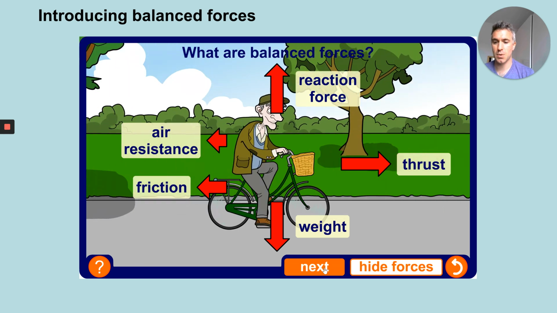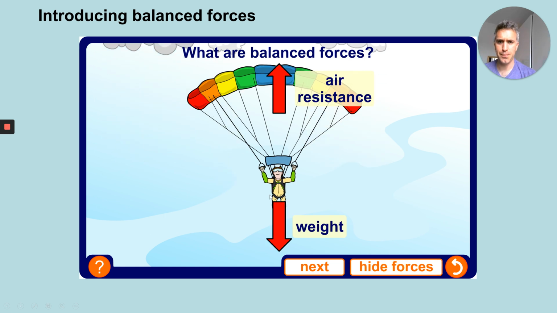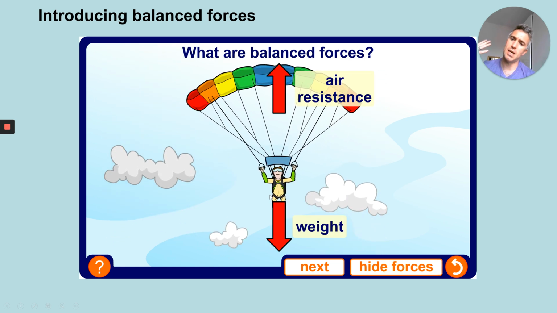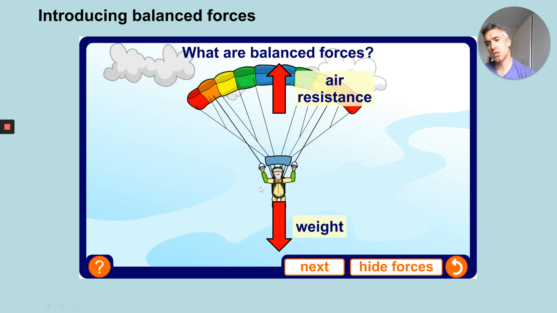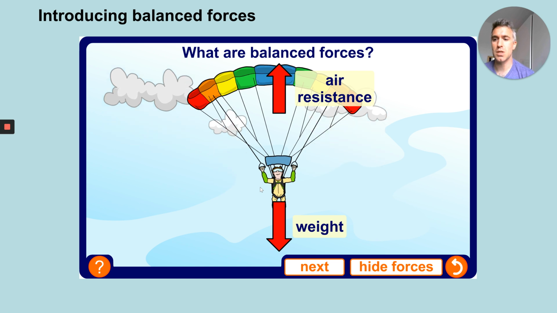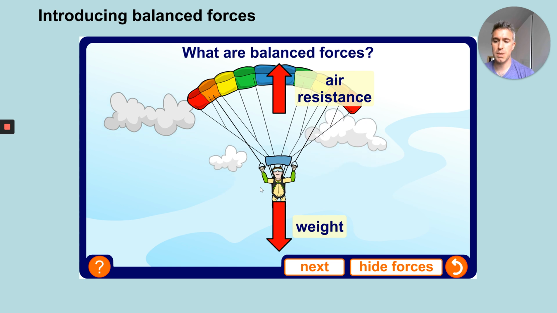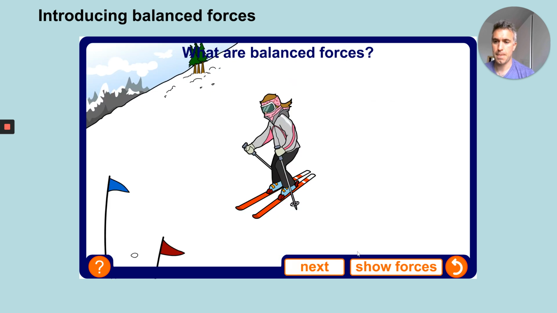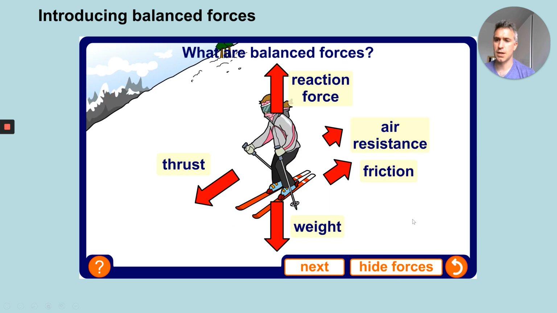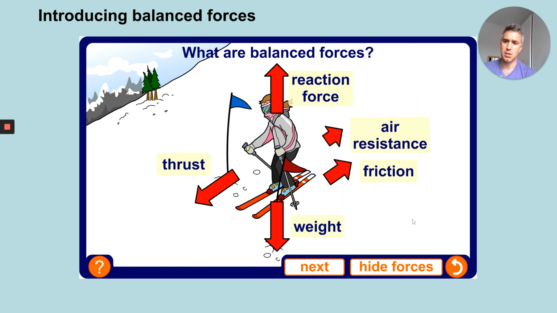He keeps going in the same direction. Let's look at the next one. Here we have a skydiver. His weight is pulling him down. The air resistance of the air inside the parachute is pushing up. They're the same. He's still moving. Those forces are balanced, but he's moving at a nice, steady, terminal velocity, slow speed. Have a skier skiing downhill. The weight and the reaction are the same, and the thrust, the air resistance, and the friction are equal and opposite. If you have balanced forces, you can still move.